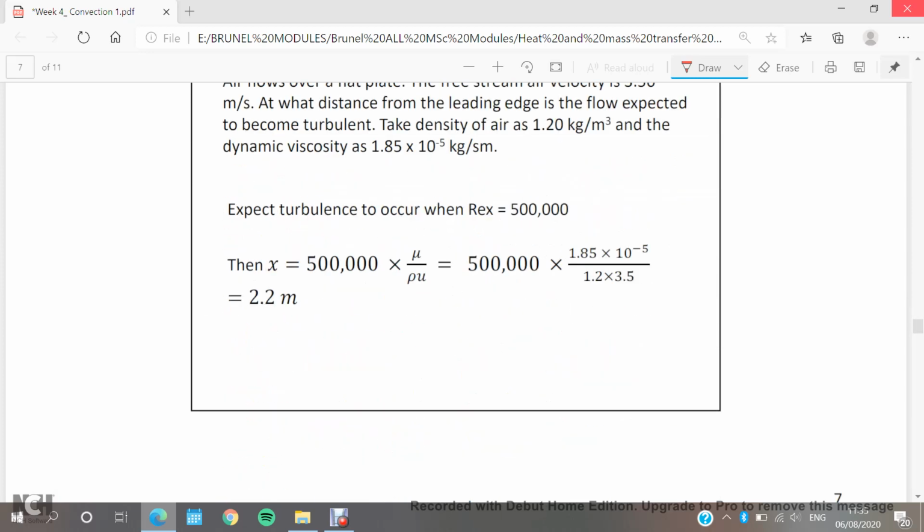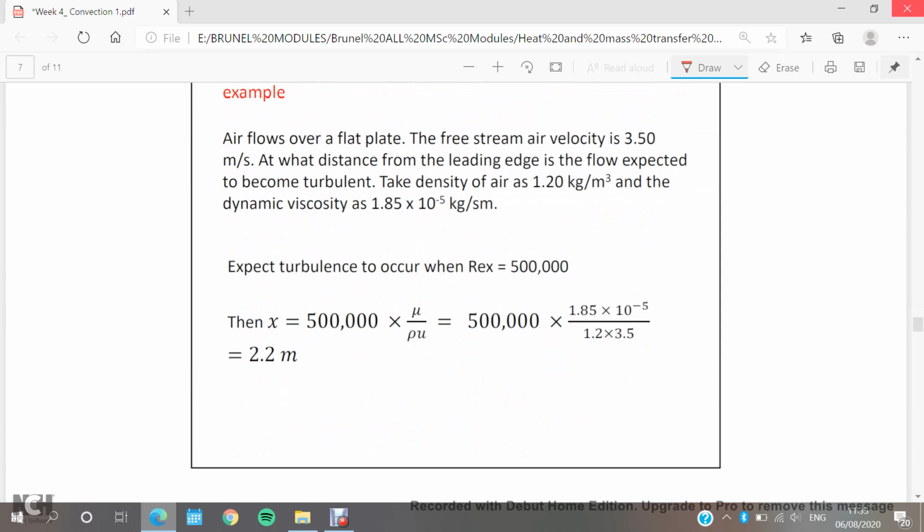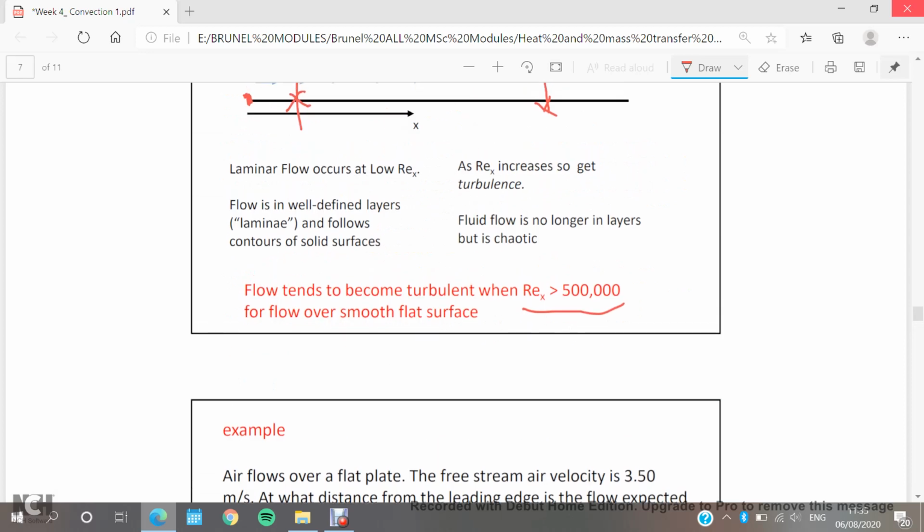to practice this equation. We can say here airflow over a flat plate, the free stream velocity, which is u infinity, is 3.5 meters per second. At what distance from the leading edge is the flow expected to become turbulent? The density of air is 1.2 and the dynamic viscosity is 1.85 times 10 to the power of -5, because it's air, so the viscosity is very little, you see.